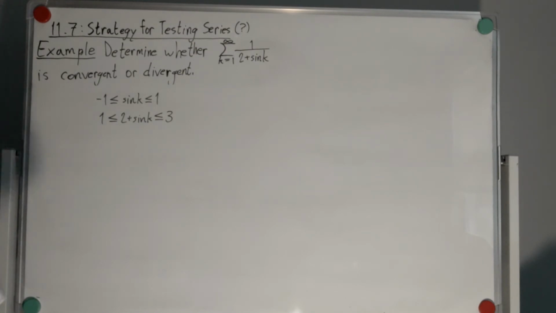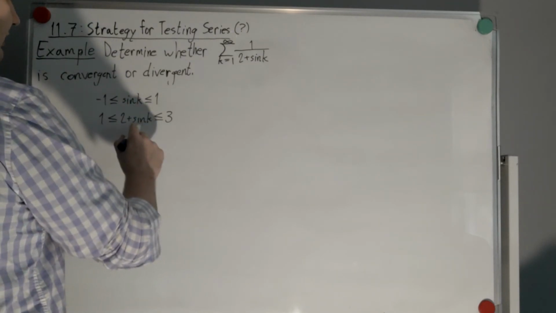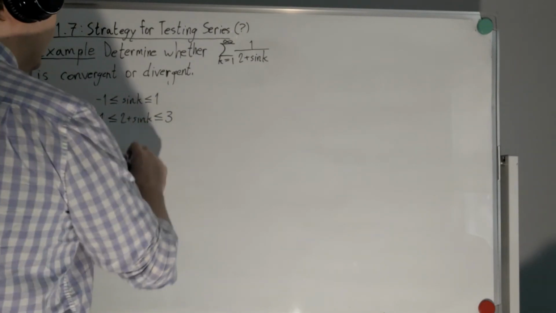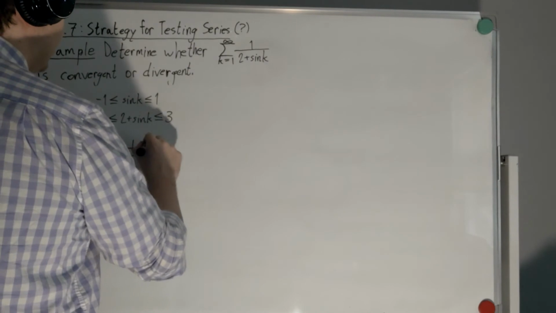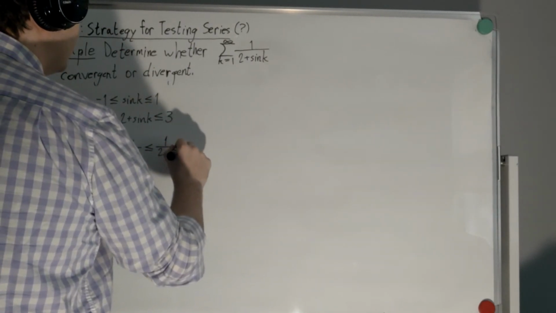So then that means that 2 plus the sine of k is less than or equal to 3. That means that 1 over 3 is less than or equal to 1 over 2 plus the sine of k.